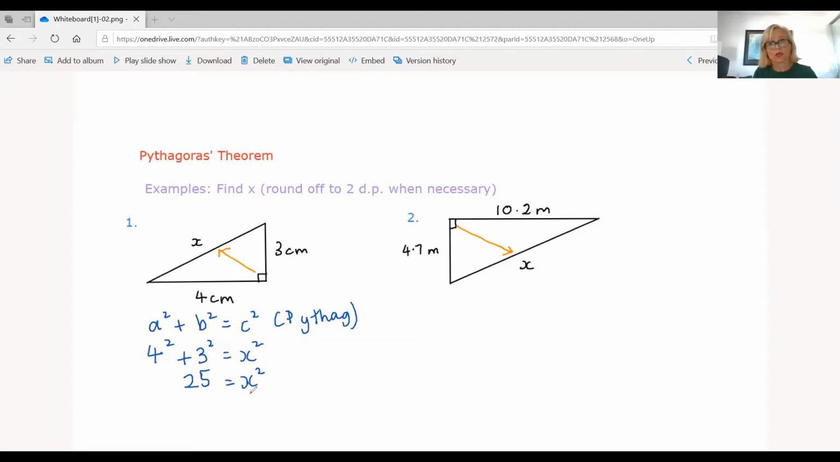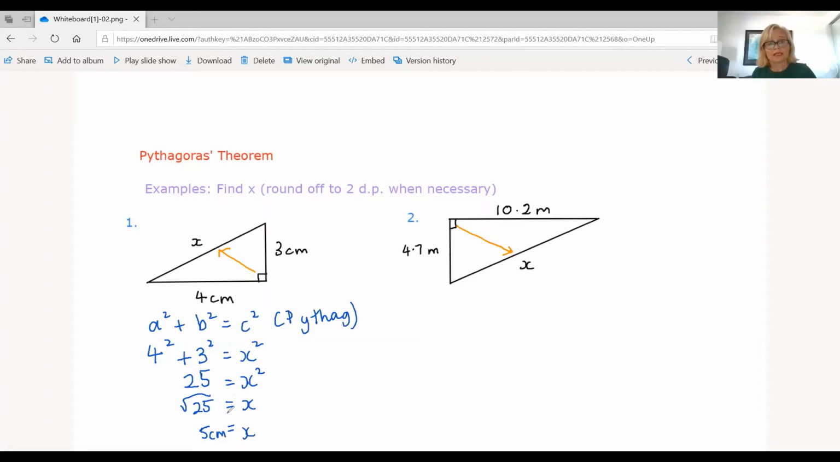Currently it's been squared. How do we undo squaring? We undo squaring by taking the square root. What is the square root of 25? We can either use a calculator to do that. That button is probably above your x squared button, so you'll do second function x squared button, and you'll get 5. We should put the correct units.